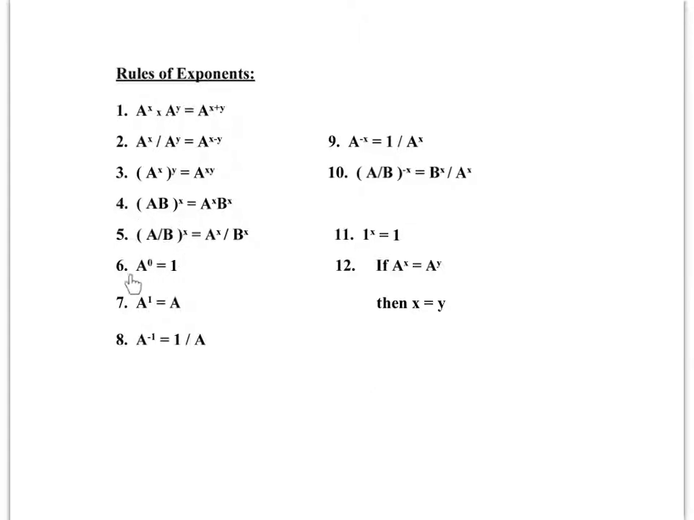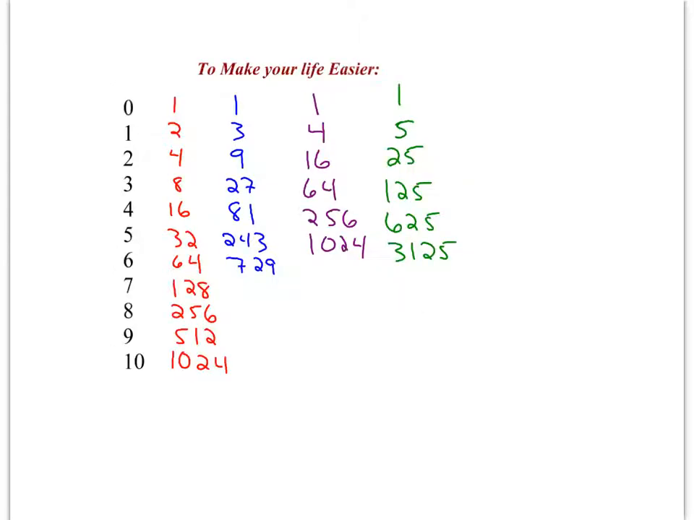Also important, a to the 0 is equal to 1. Anything to the 0 power is 1. Anything to the first power is itself, so a to the 1 is a. And anything to the negative 1 power is the reciprocal, 1 over a. Don't forget that 1 to the x is always equal to 1. And if a to the x is equal to a to the y, then x is equal to y, and we call this the exponential property of equality. Okay, take a couple of quick seconds to write down your powers.